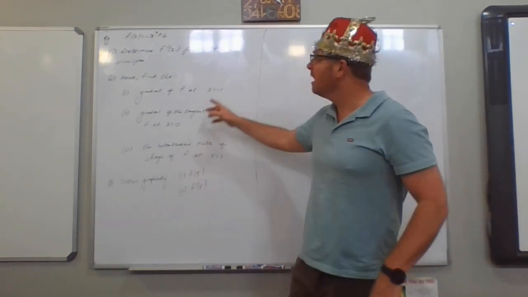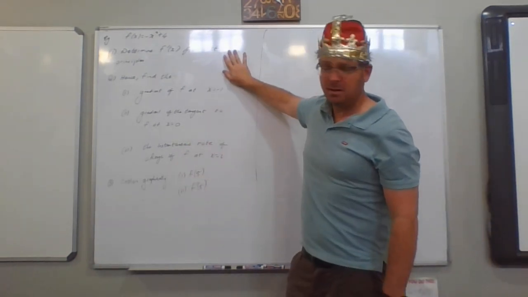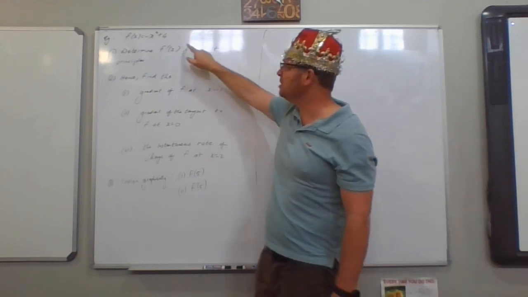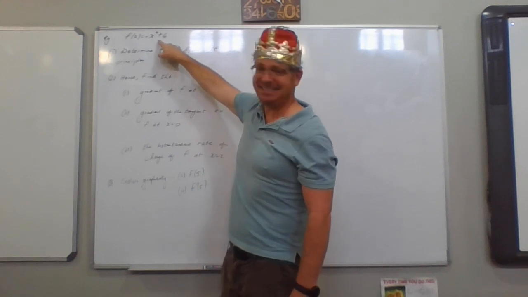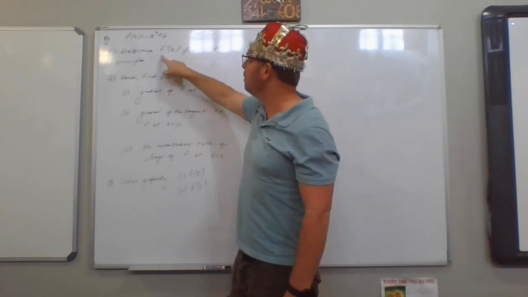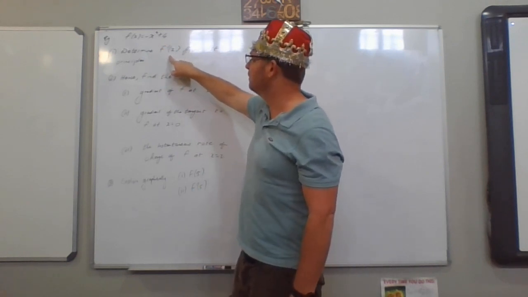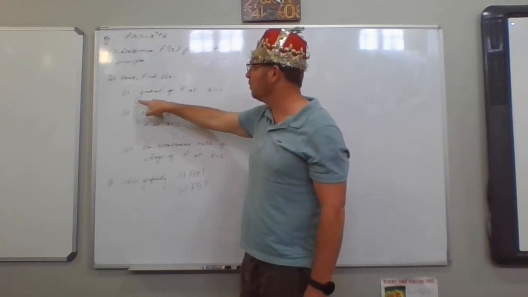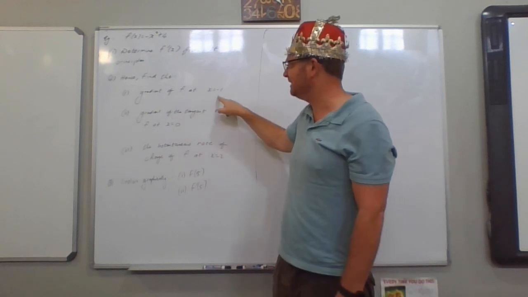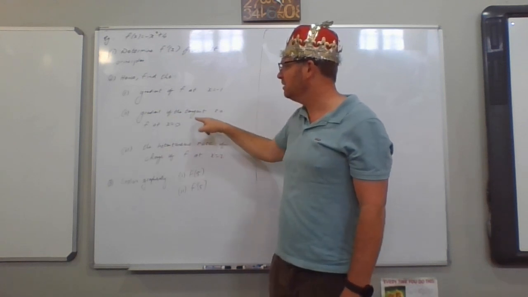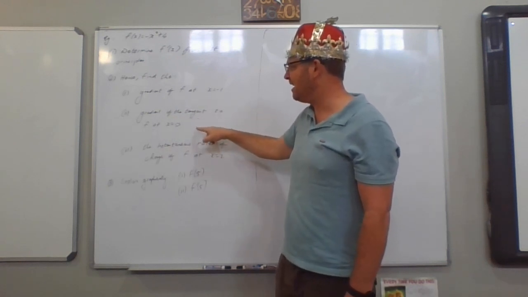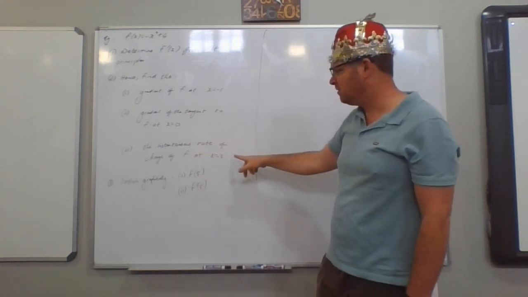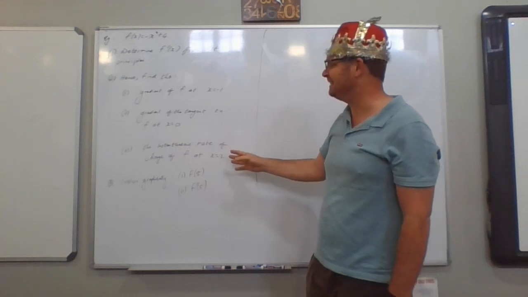Alright, so I want you to try this example. Okay, do it by yourself first and then come watch the solutions. So the question is, given f of x is equal to negative x squared plus 4, determine f dash of x from first principles. Hence find first of all the gradient of f at x is equal to negative 1. Number 2, the gradient of the tangent to f at x is equal to 0. And number 3, the instantaneous rate of change of f at x is equal to 2.